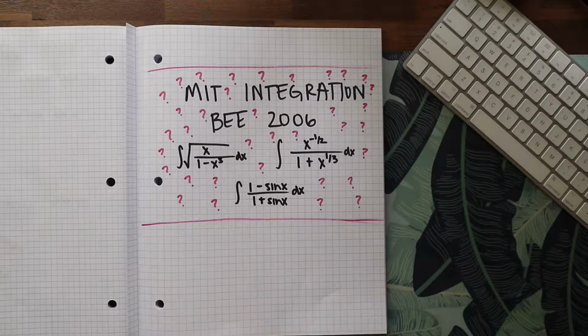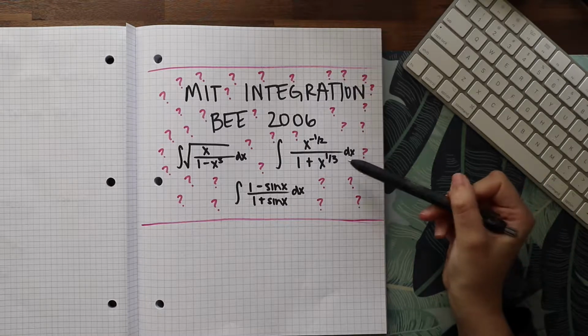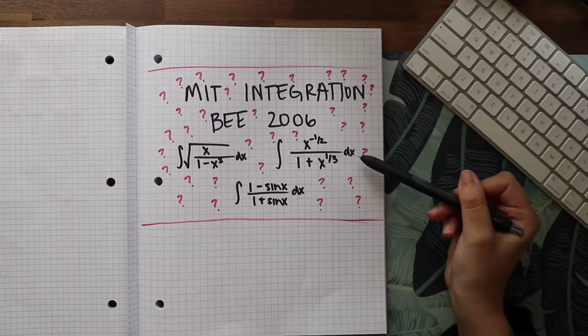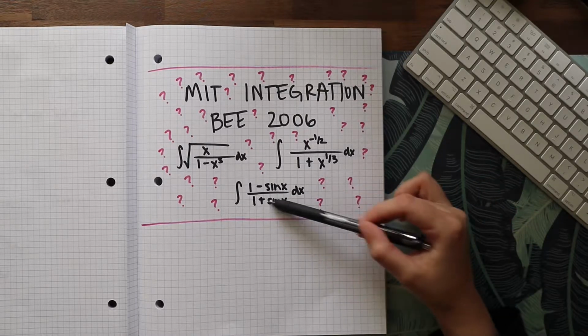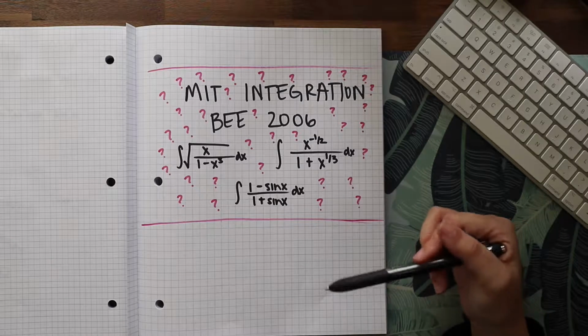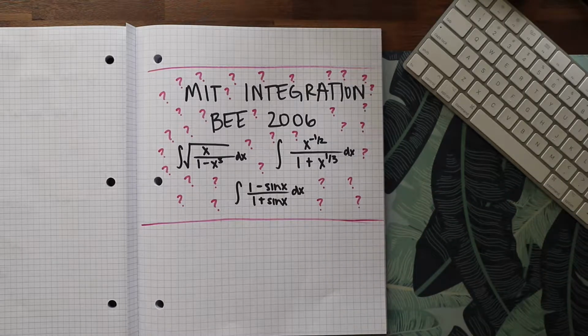These first two were actually the first integrals in the competition, and they can be solved using the same technique, and I found that it was easiest to solve them using trig substitution, so I'll be showing how I did that. And then this last integral, you can manipulate with some algebra and some trig identities to make it easier to solve, so I will be going through all of these and showing you how I solved them.